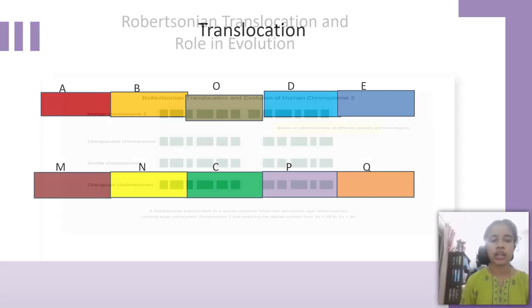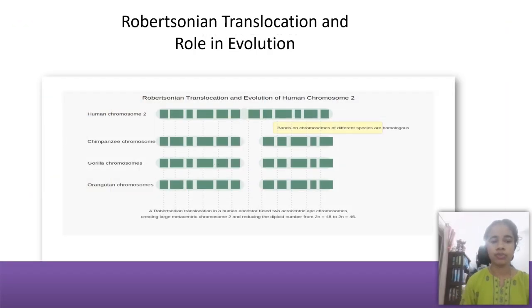Now, one exciting feature of translocation is its role in evolution. So humans, chimpanzees, gorillas, orangutans, we all share a common ancestor. But there is one difference, and that difference is in our chromosomes. Humans have 46 chromosomes. Chimpanzees and orangutans all have 48 chromosomes.